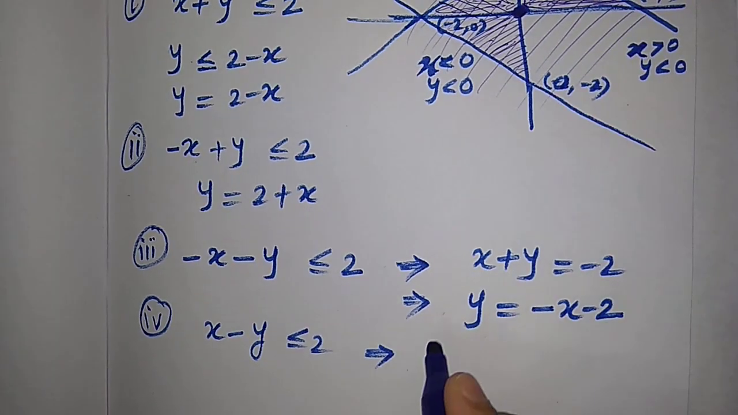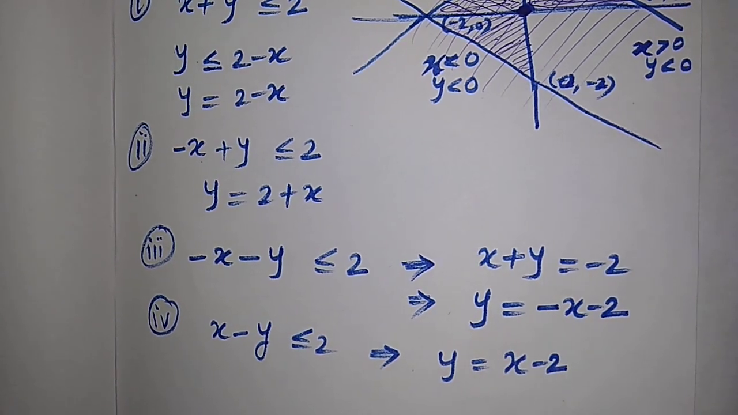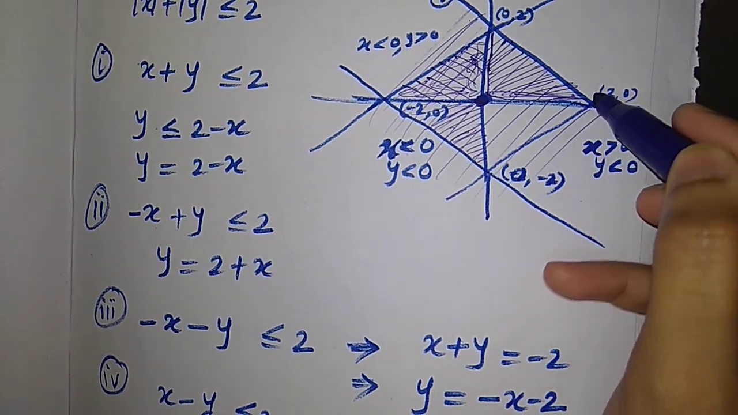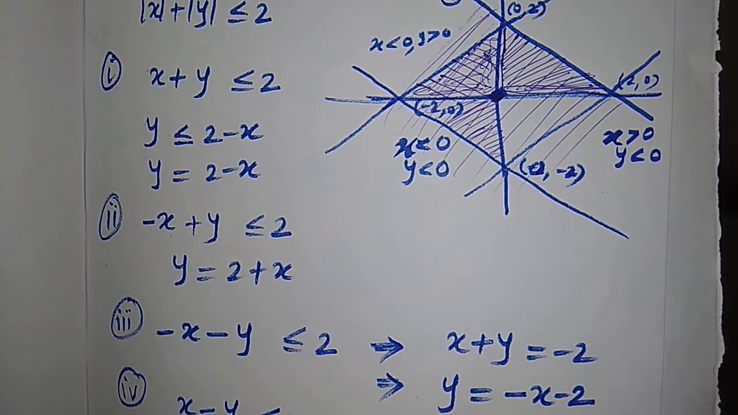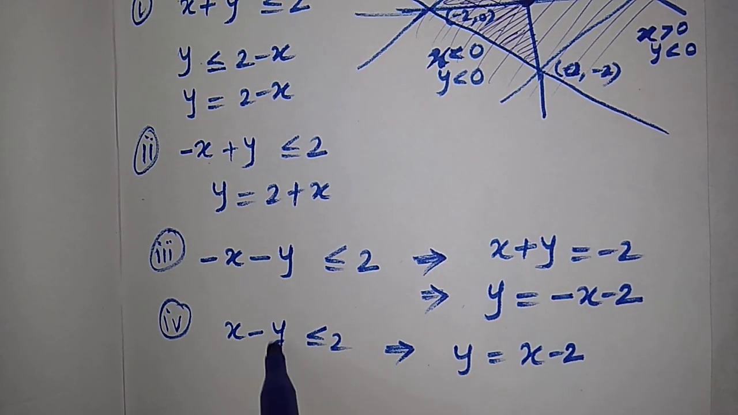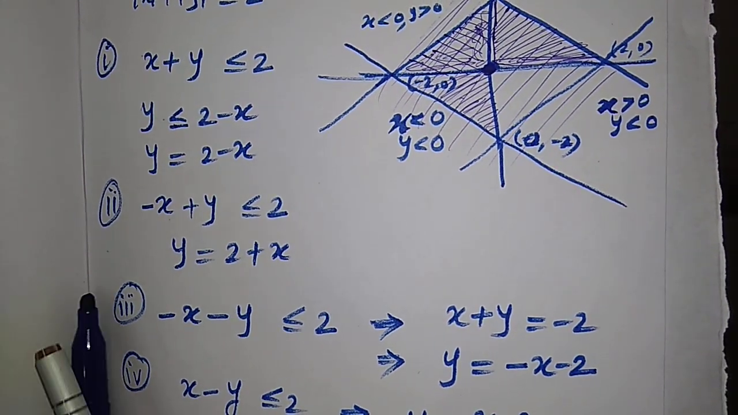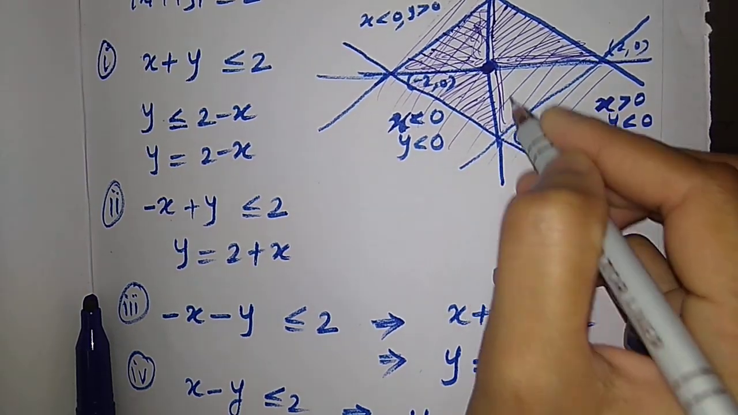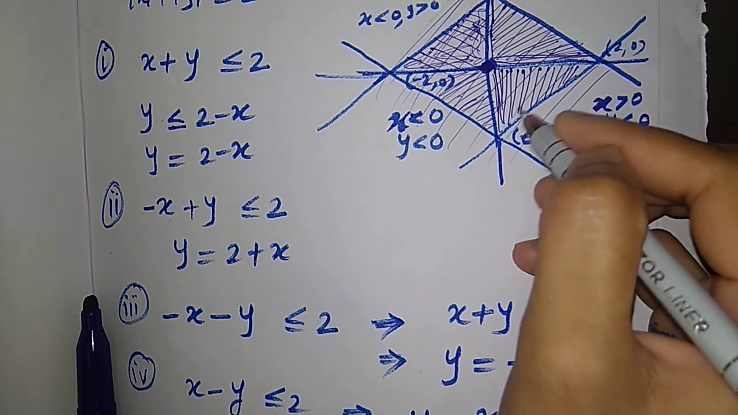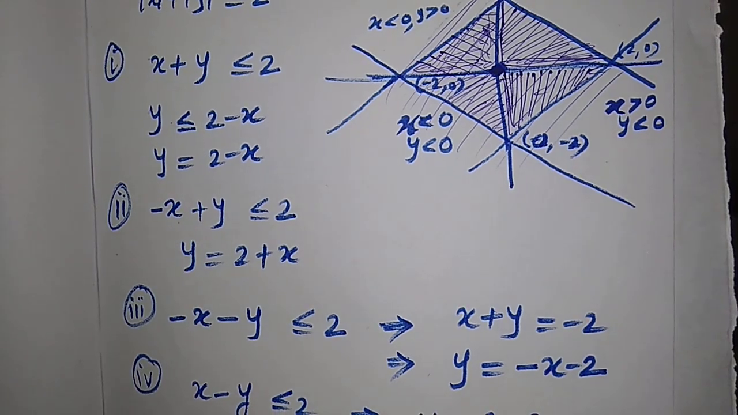So in the equation form we have y is equal to x minus 2. So draw the line y is equal to x minus 2, and now see here, when you put 0 comma 0, it is 0 minus 0 is 0, which is always less than or equal to. So just take the region which is in the side of 0. So this is the required region.